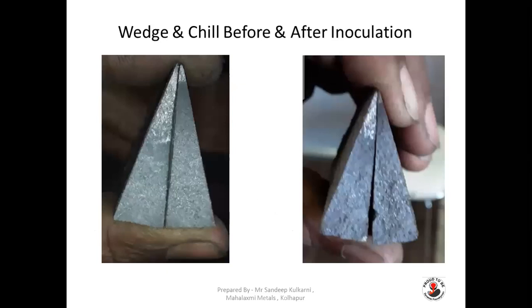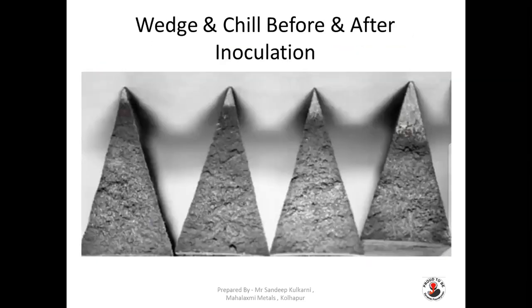So you can see in the picture before and after pouring wedges or chill for your reference. The chill depth has been reduced drastically after the inoculation, that is, your metal is properly nucleated. This is another picture. You can see the chilling tendency is reduced.